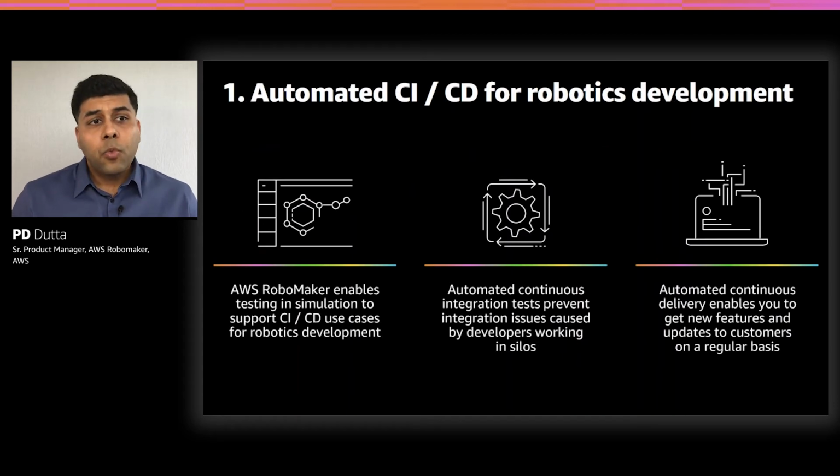Okay. So one of the most common use cases that we've heard from customers who use Robomaker and AWS simulation is automated regression testing in a CI/CD pipeline. CI, or continuous integration, is where automated build processes and tests are done so that you can prevent integration issues when developers are working in silos. CD, or continuous delivery, is the process of creating ready-to-deploy artifacts, such as a ROS application, so that your team can generate new features and updates and quickly deploy them in customers' platforms.